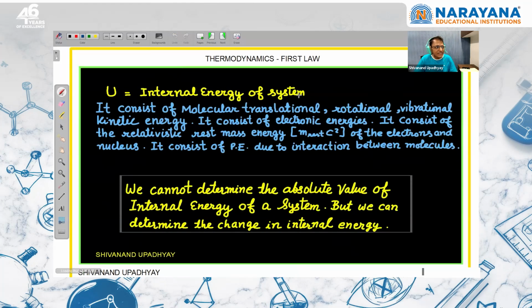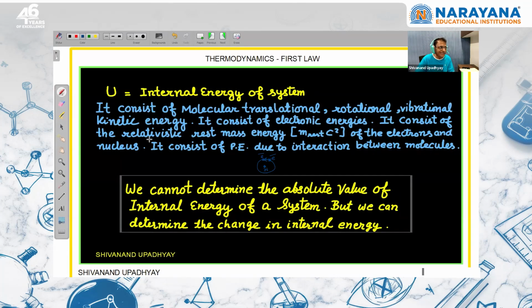Now what does internal energy include? It consists of molecular translational, rotational, vibrational kinetic energy. It consists of electronic energy. Electronic energy means suppose we have a helium atom, so there is an electrostatic force of repulsion, so there is a potential energy which is positive between these two electrons. There is an electrostatic force of attraction between nucleus and electrons, so there is also potential energy. So all these types of potential energy are included in internal energy.